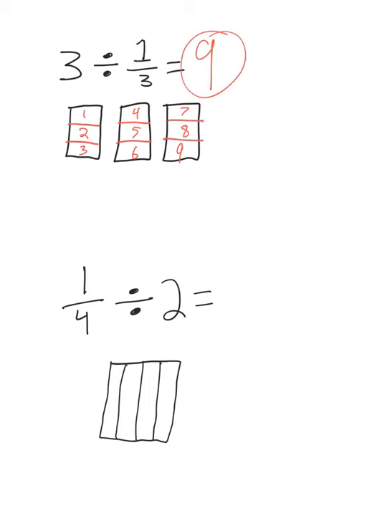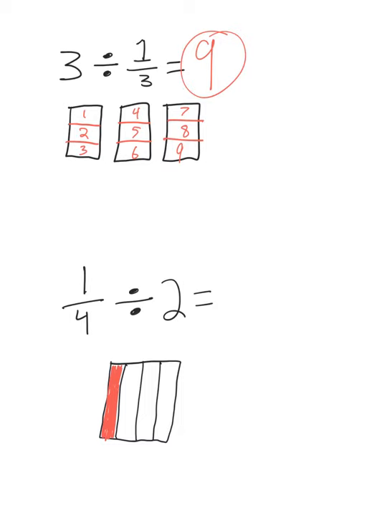This next question is a little bit different in that it starts with a fraction. So I'm still going to do what I do first here, and I'm going to draw out a model of my first number. So 1/4. That means I'm talking about just one of the 4 pieces of my rectangle. So I'll shade in my 1/4 piece. Sorry for my sloppy writing here.